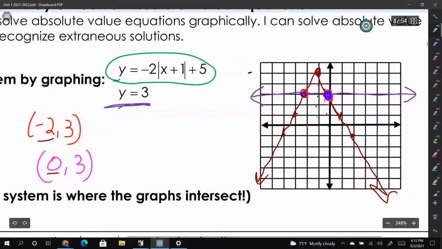What if the horizontal line went this way? Okay, well then that would just be one solution. What if the horizontal line was up here?